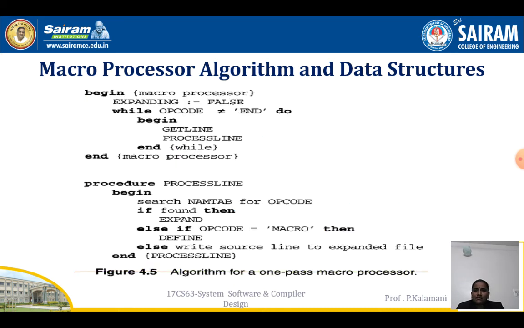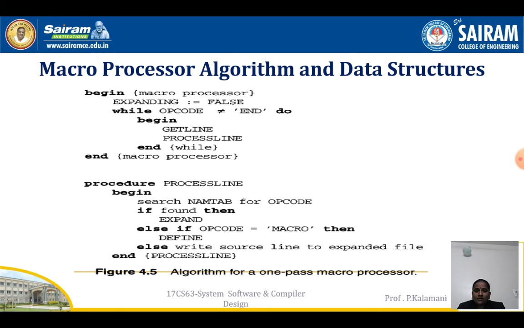This is the algorithm. We have expanding equal to false, and then while opcode is not equal to end. If it is equal to end, the processing is over. It will call getLine to process the line. Then within that, it searches the name table for the opcode. If found and the name table contains a macro, it will follow the procedure. If the name contains a macro, it will end the process.